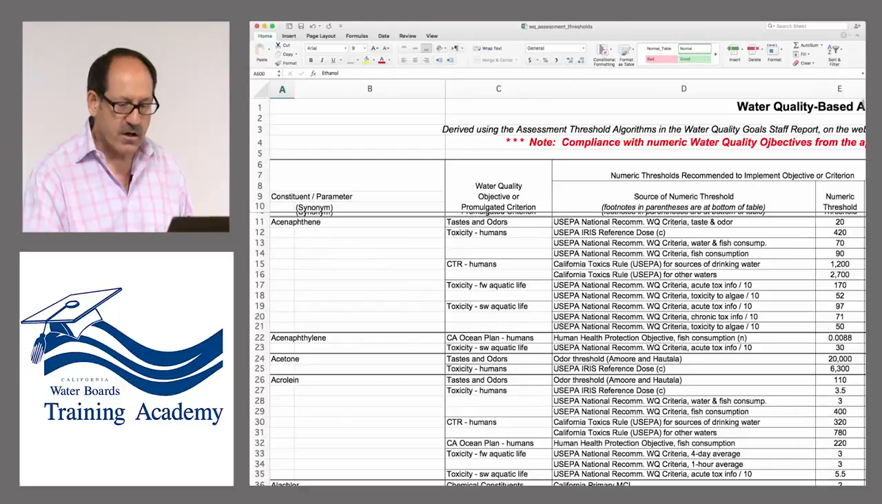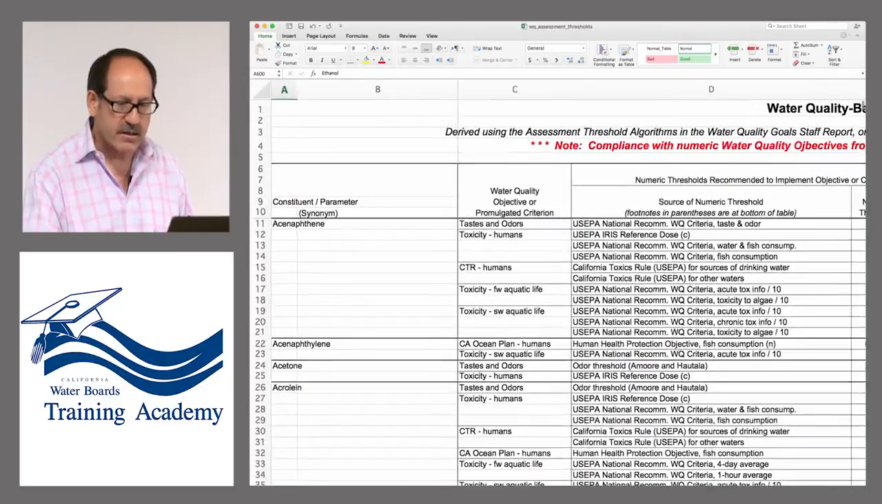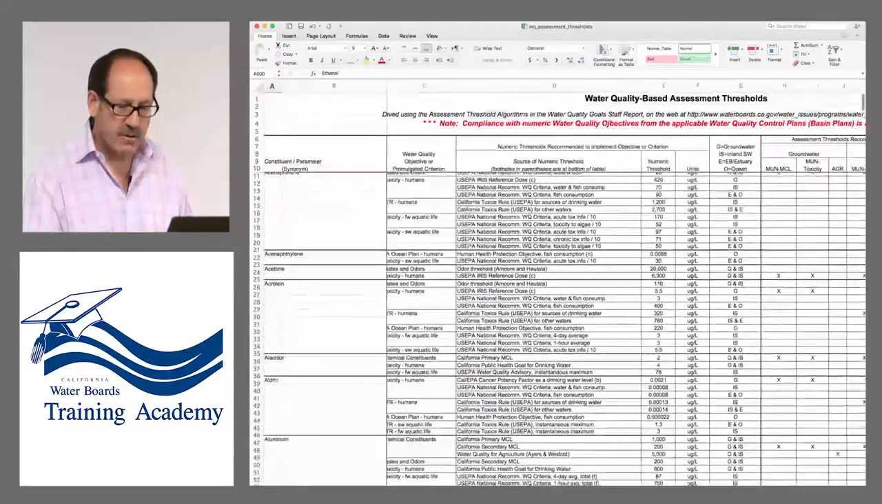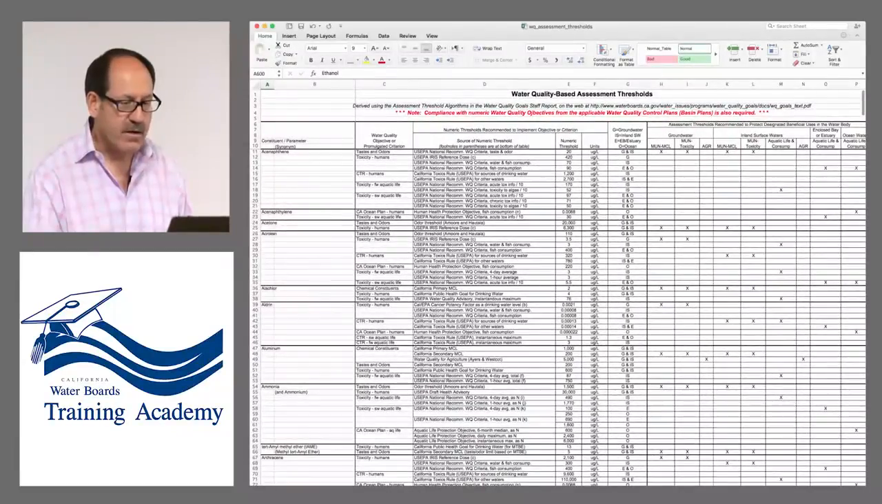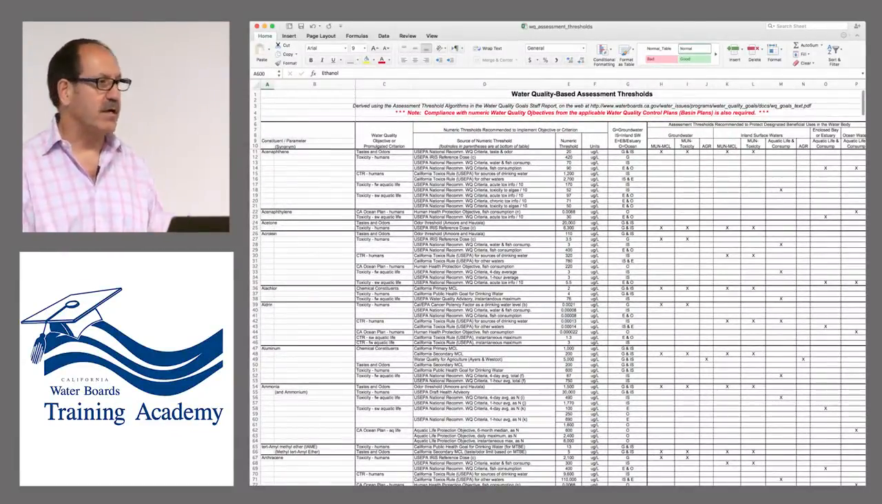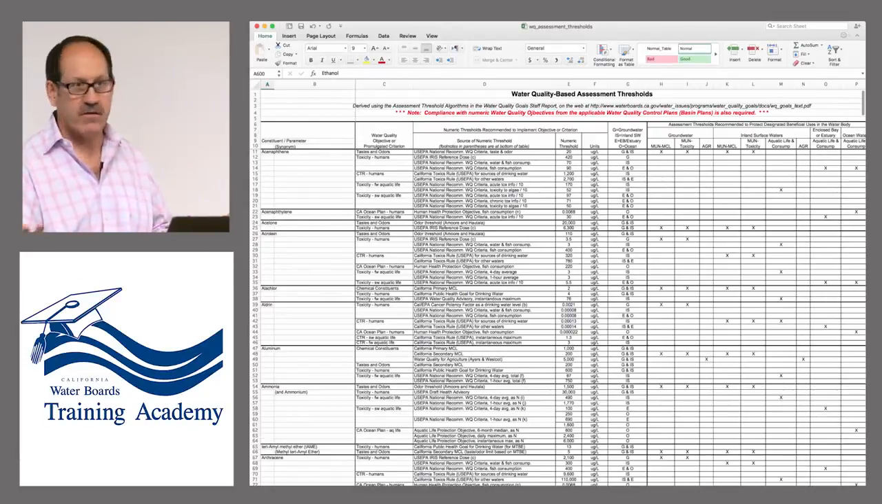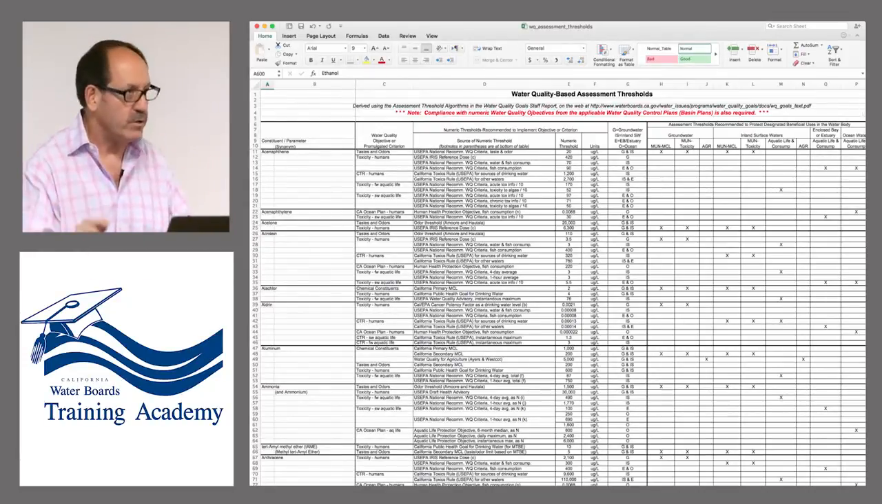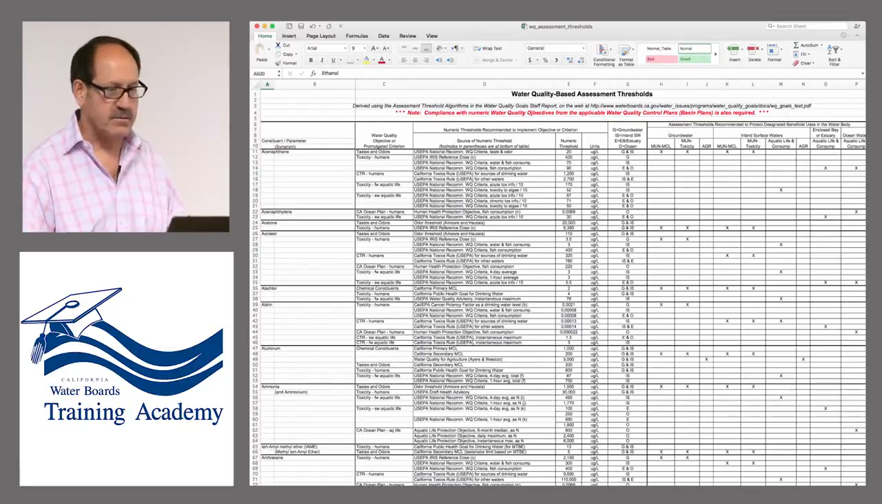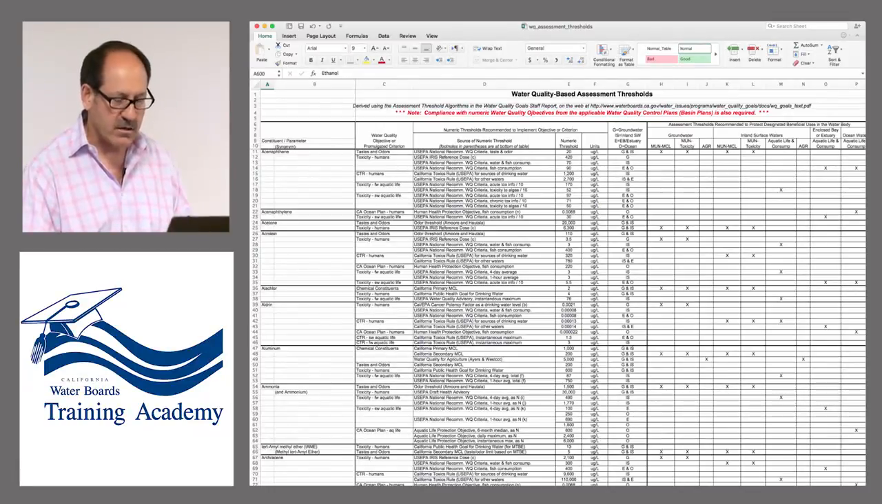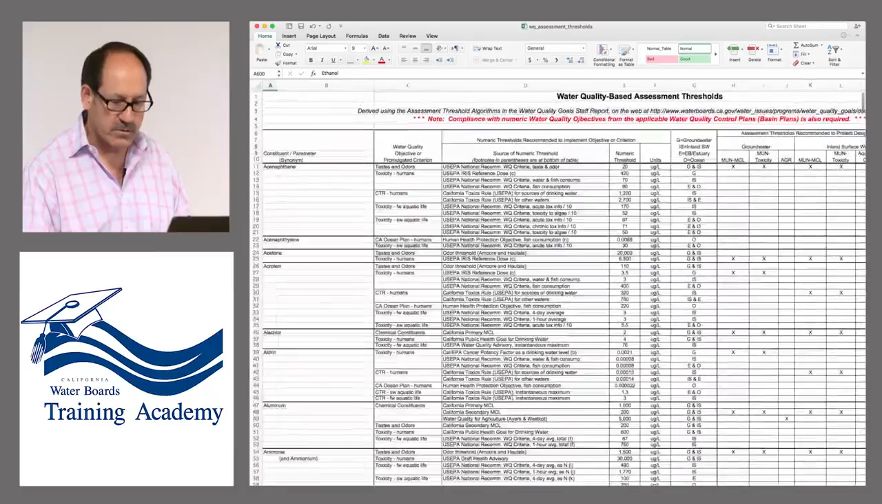Well, first of all, let me zoom back a second. There's some red bold text at the top that tells you one of the limitations of this table. It doesn't include numeric water quality objectives from each of the basin plans. Those vary from place to place, region to region. You need to look those up separately. But everything else is here that goes into the algorithms. Let me zoom in again.